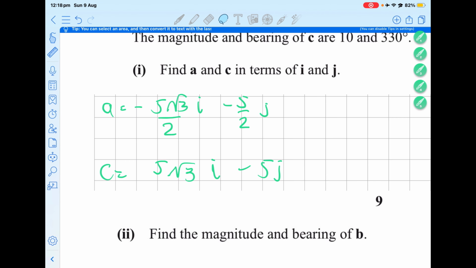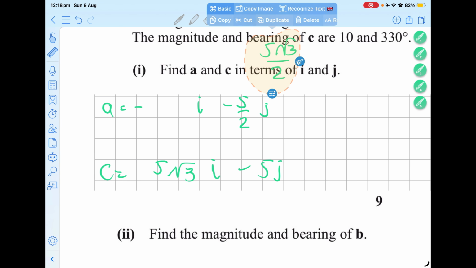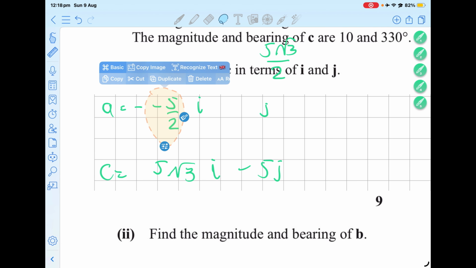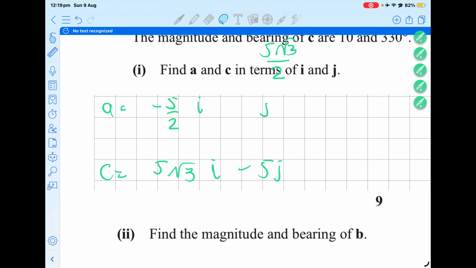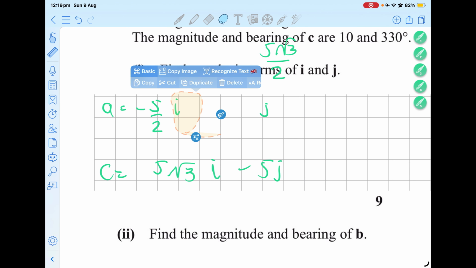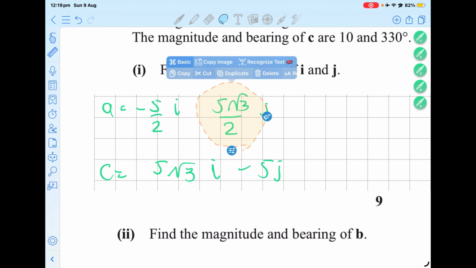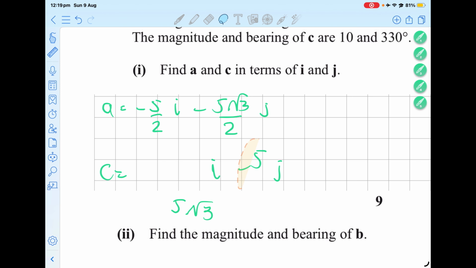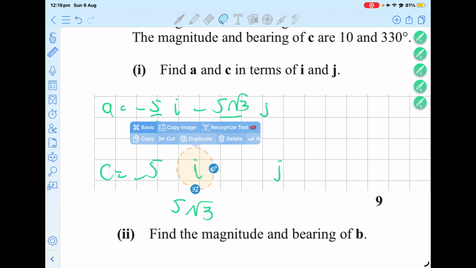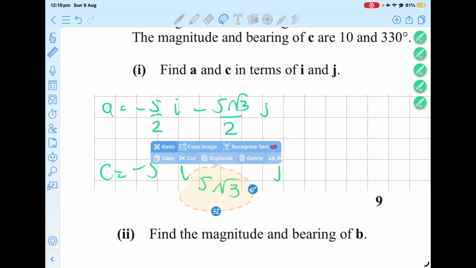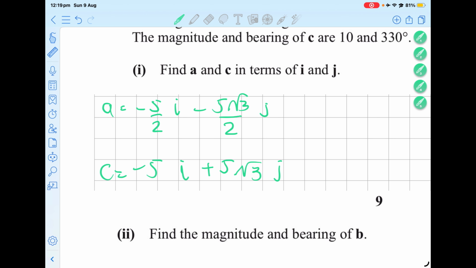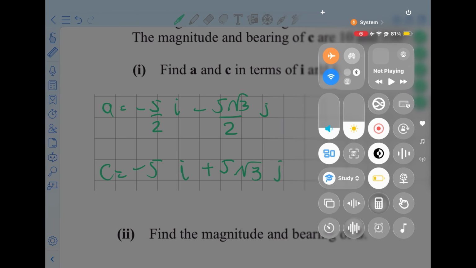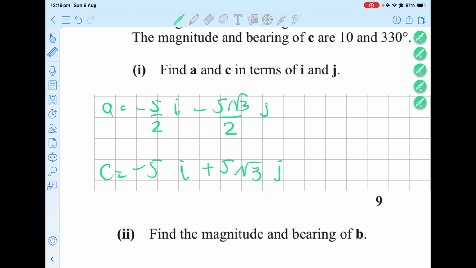Realize that it's the other way around. What I was doing before was correct. So it's the other way around. So like this, and then minus 5 over here, and 5 root 3 over here. So that's how it's supposed to be.